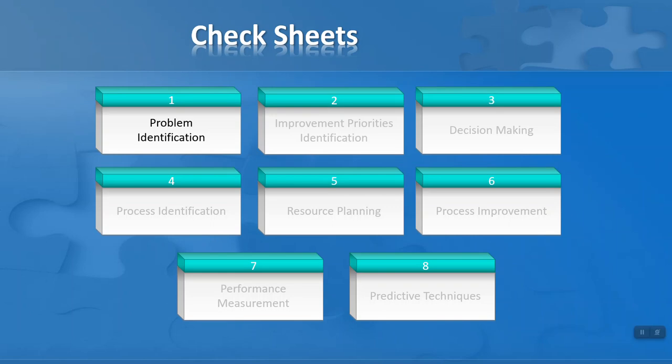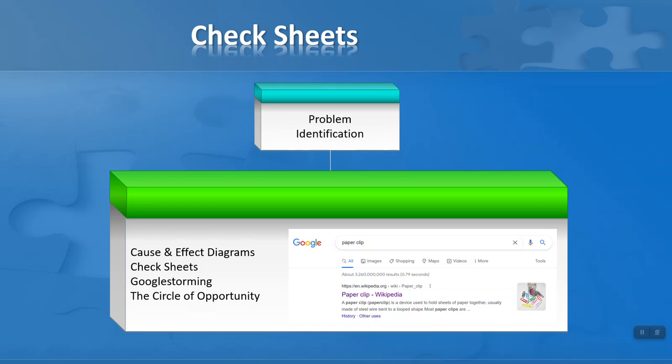A look at our curriculum here, we're still in section number 1, problem identification, and the third of the 4 topics in this lesson is about Google storming.